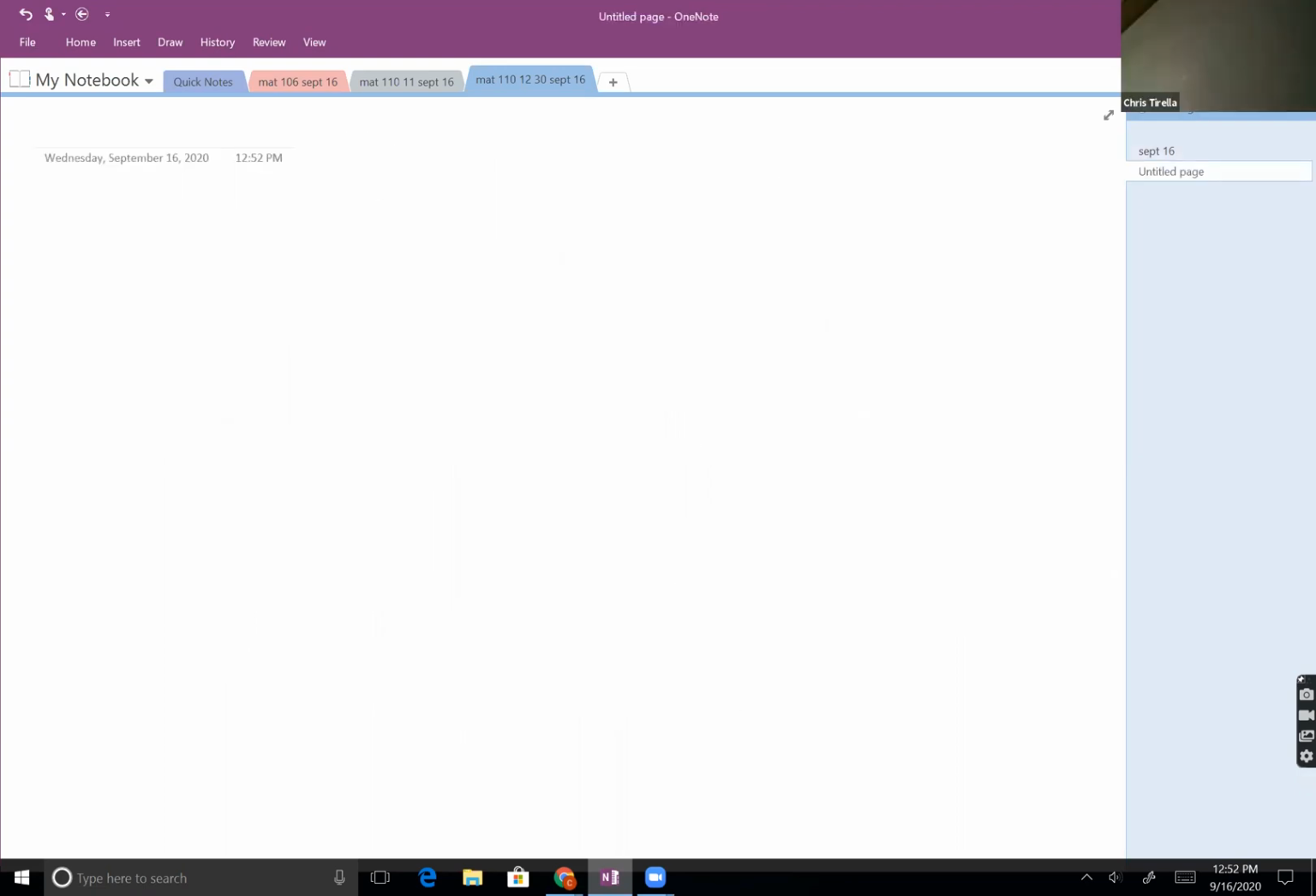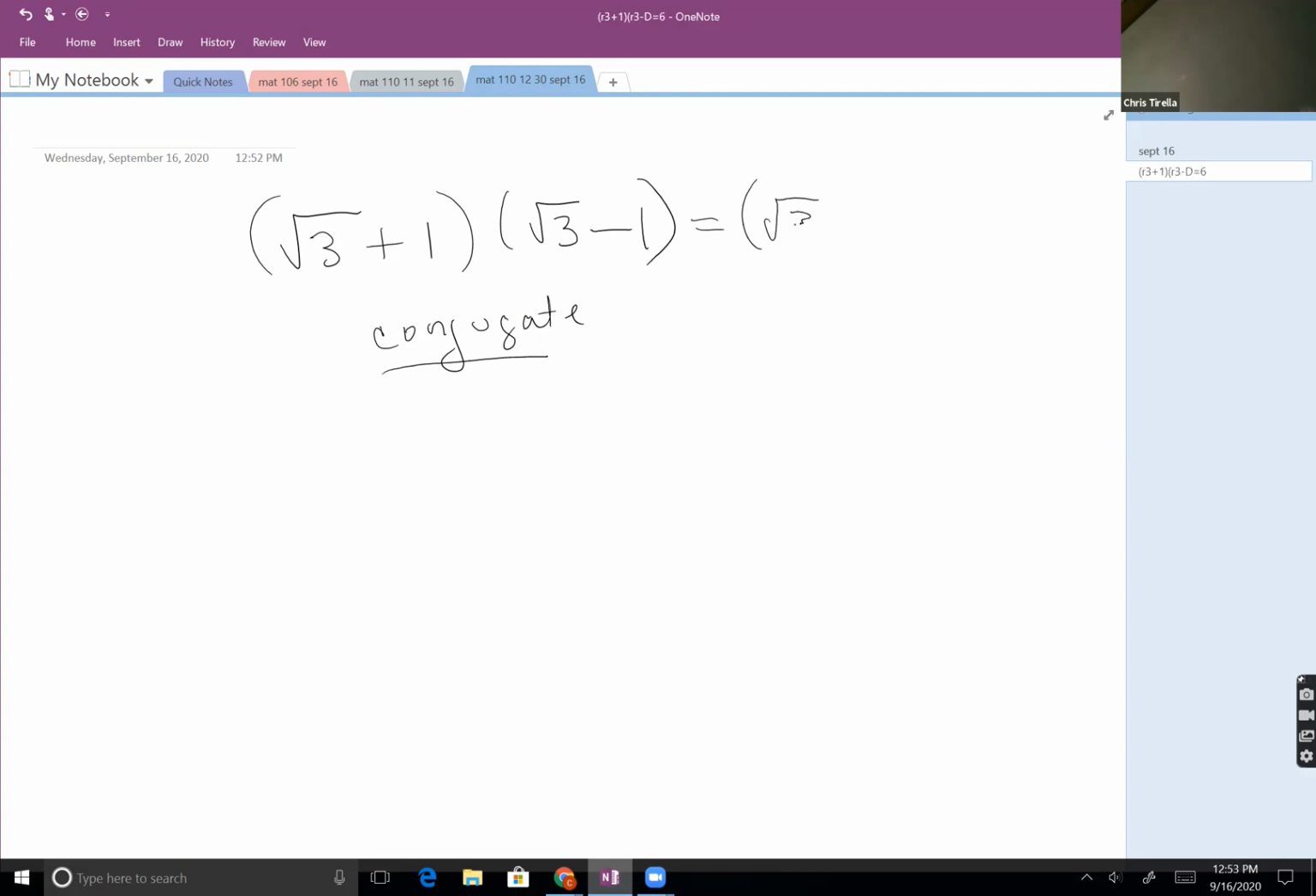So, if I have that radical 3 plus 1, its conjugate is going to be radical 3 minus 1. And because I know they're conjugate pairs, to multiply them, it's the first one squared, so that's radical 3 squared, minus the second one squared, 1 squared. And so radical 3 squared is 3, 1 squared is 1, and so I get 2.